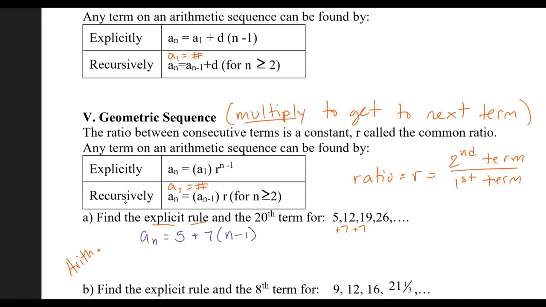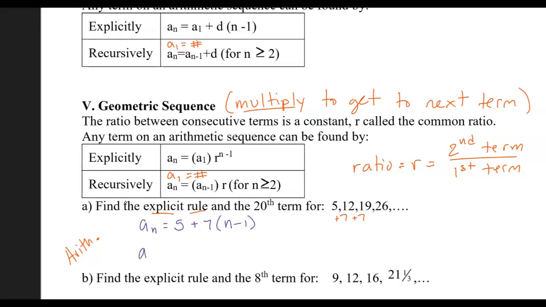The rule, the equation. But then it asks us to find the 20th term, which all we have to do, just like we did in the beginning, is plug in 20 for n. So 20 minus 1 is 19. 7 times 19 is 133. Plus 5 is 138. And that's it.